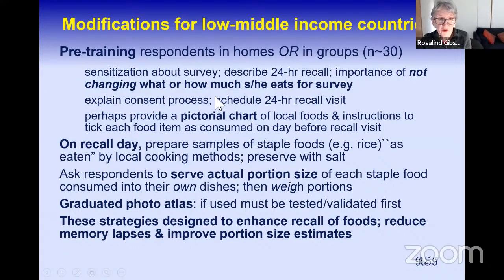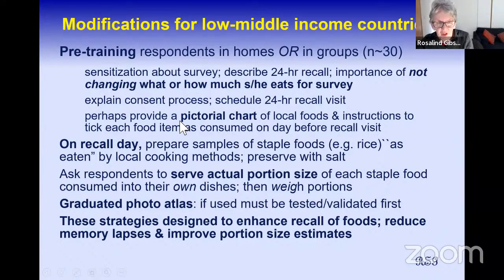Now, in some countries, we have used a pictorial chart of the local foods, and I'll show you one of these later, and have given our respondents instructions about ticking each food item as it's consumed on the day before the recall visit. There have been some concerns about including a pictorial chart because respondents might think that they have to eat the foods that are displayed on the chart. We haven't found that an issue, but it's something to be sensitive to.